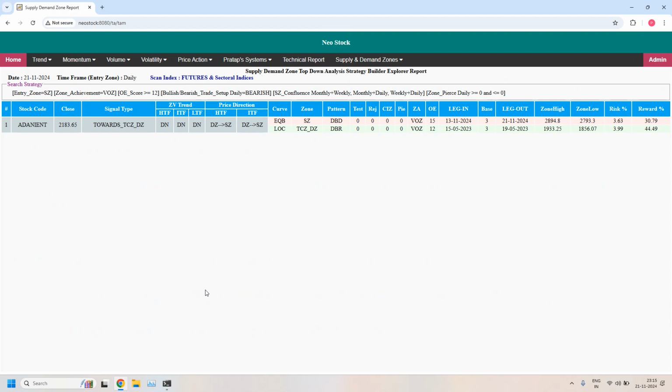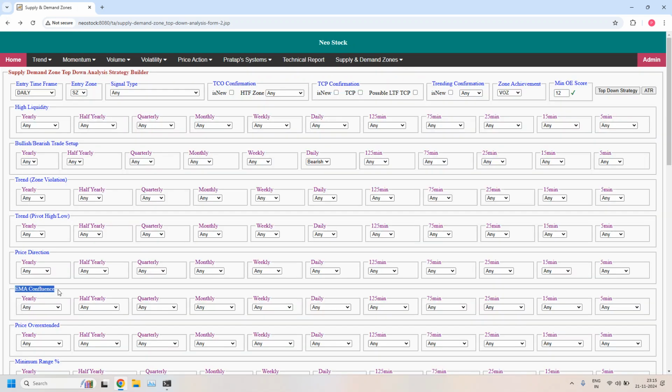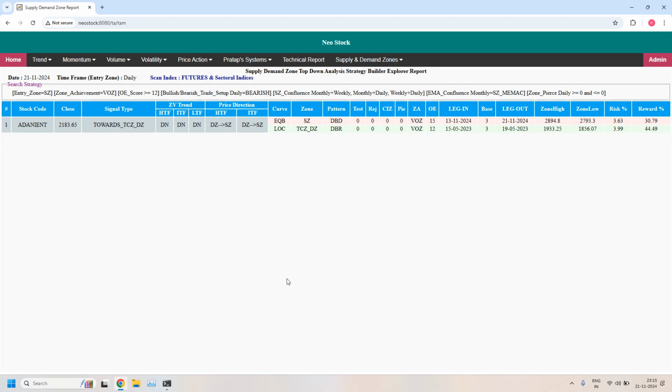That means the Adani Enterprises daily supply zone is part of the weekly supply zone, both together again part of the monthly supply zone. Let's verify this zone is also having monthly supply zone confluence. Already this is having weekly supply zone confluence. That itself is a very high probability setup. Let's check monthly supply zone confluence, EMA confluence, monthly time frame, monthly supply zone with monthly EMA confluence. This is also supporting monthly EMA confluence. That means the supply zone is a very high probability trade setup supported zone.